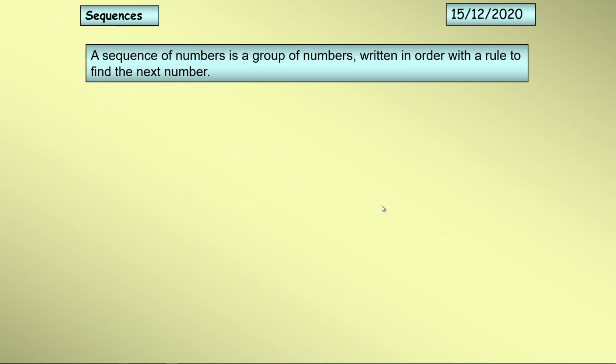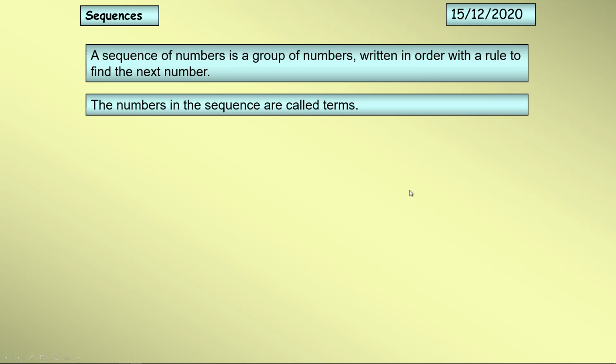Right, for sequences, a sequence is a group of numbers with an order that leads us to finding the next term. So we have to have that order. The numbers in the sequence are called terms. So you've got your first term, then your second term, and so on.